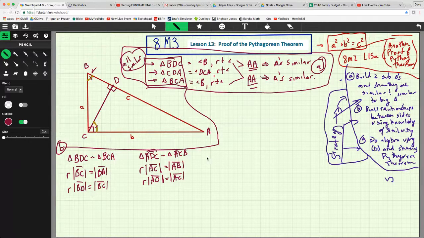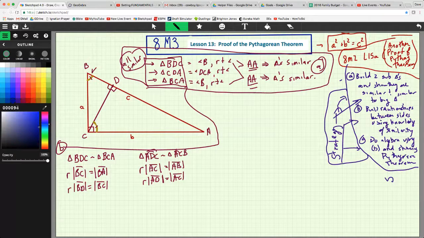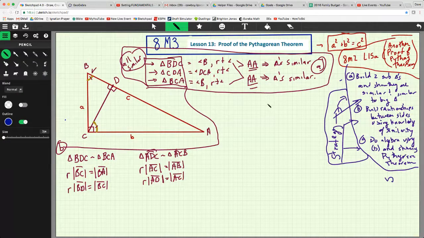Now we're going to move on to step C, where we're going to do some algebra to prove our Pythagorean theorem. This is very powerful stuff. If you have to memorize it, you're going to have to watch this a few times. But each step, hopefully, is making sense to you, and you're seeing the power of similar triangles and how it can actually prove the Pythagorean theorem. So now let's use these sides. Let's just do some algebra here.